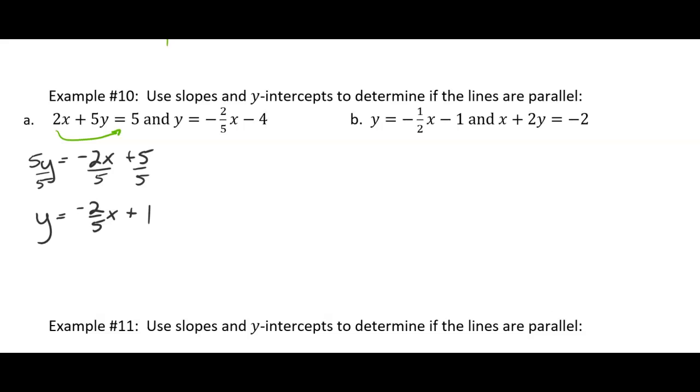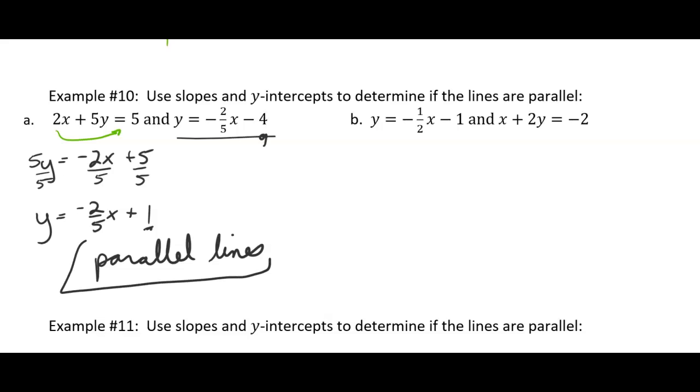The second equation over here is already in slope-intercept form, so good. We don't have to do that part. It's already done for us. Now, do they have the same slope? Yes. Do they have different y-intercepts? Yes. So these are parallel lines. So, yeah, that's the answer. Yes, those are parallel lines.